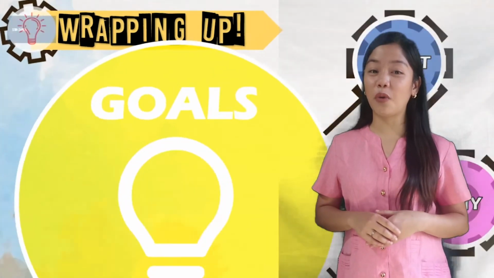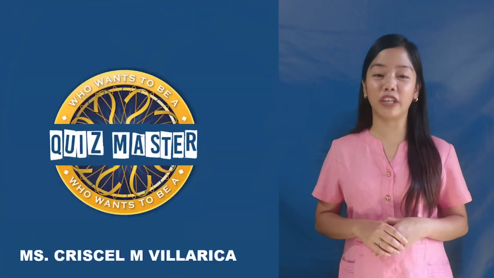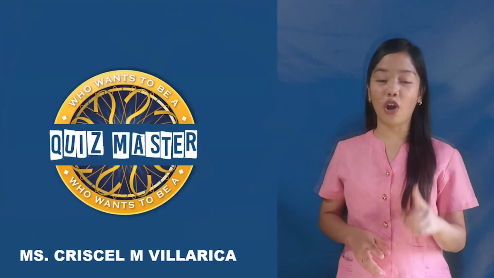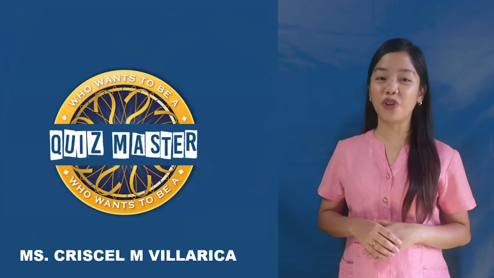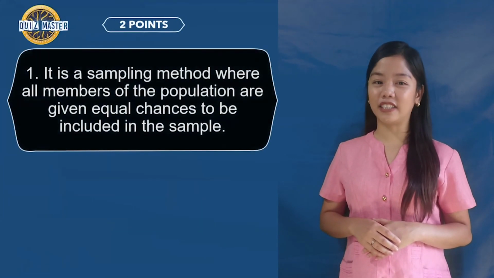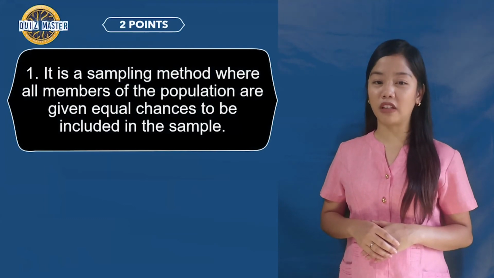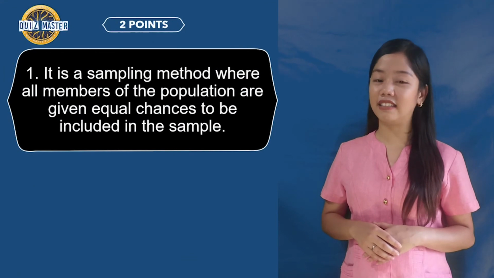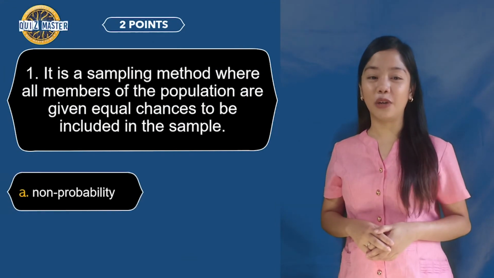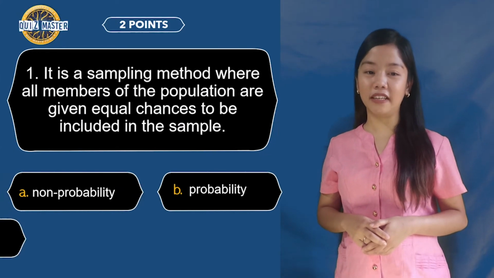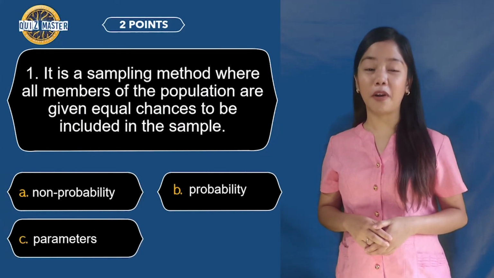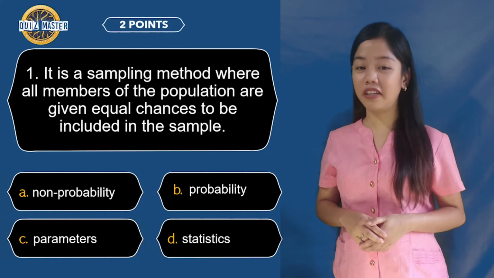And in this portion, we will recall the things that you have learned from the discussion. If you're all ready, let's start. Question number 1 for 2 points. It is a sampling method where all members of the population are given equal chances to be included in the sample. A. Non-probability. B. Probability. C. Parameters. Or D. Statistic.